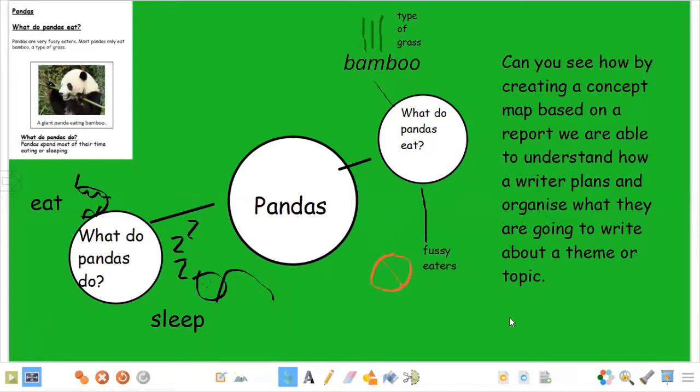Then what they've done is they've added information into each of those sections by either writing them or drawing visual representations. And this is important for us as well, because next week we're going to have a go at creating our own concept maps and using these concept maps to write. So it's important that we understand how they work.